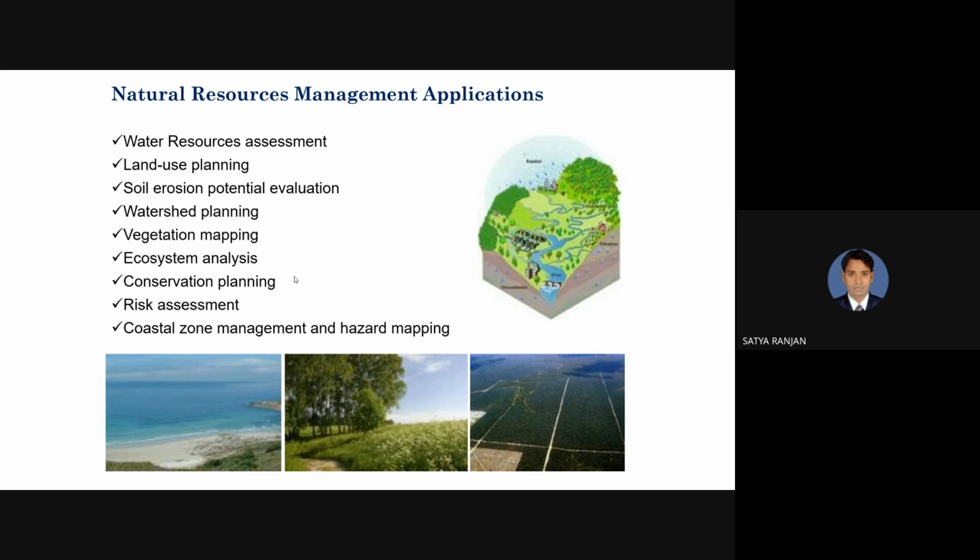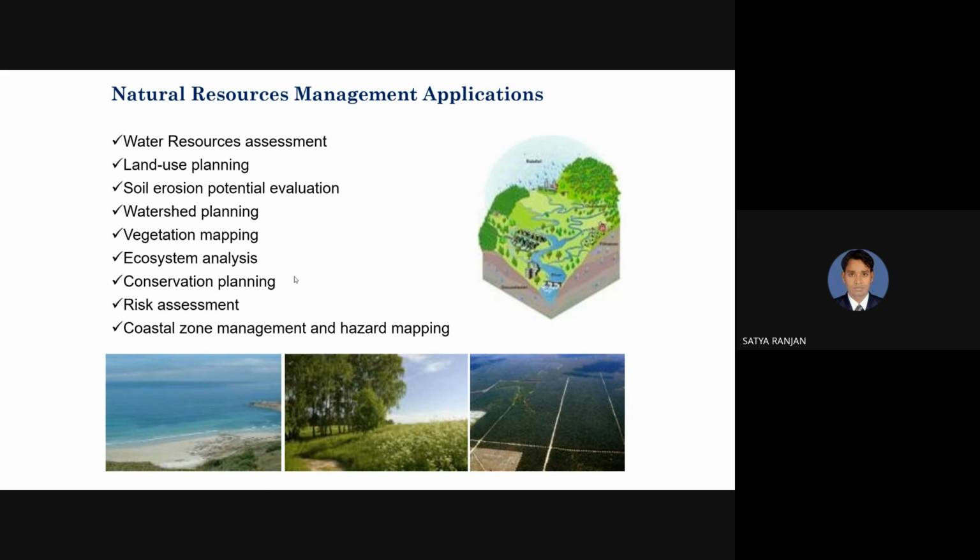So land use planning is used for different purposes. Nowadays the common one is land use planning for urban mapping. Land use planning is also required for forest analysis, and land use land cover mapping is also taken care of. So different departments need their land use land cover planning. So this is the basic need for different applications or different monitoring systems. Then watershed planning, then vegetation mapping.